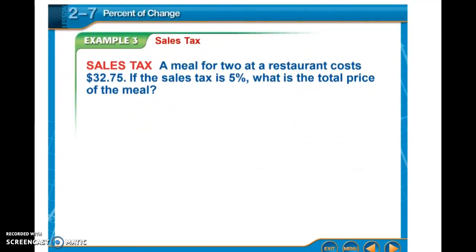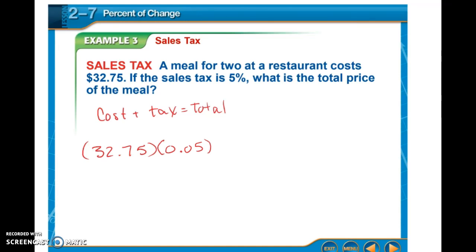The next one is sales tax. If I want to figure out sales tax on something and you pay for a meal, your meal is going to be the cost of the meal plus your tax. And that'll equal the total. So for this one, I want to figure out the sales tax. Well, sales tax you can figure out by doing 32.75 and multiplying it times 0.05. And I got that because the decimal version of this, well, fraction is 5 over 100, and the decimal is 0.05 for that fraction.